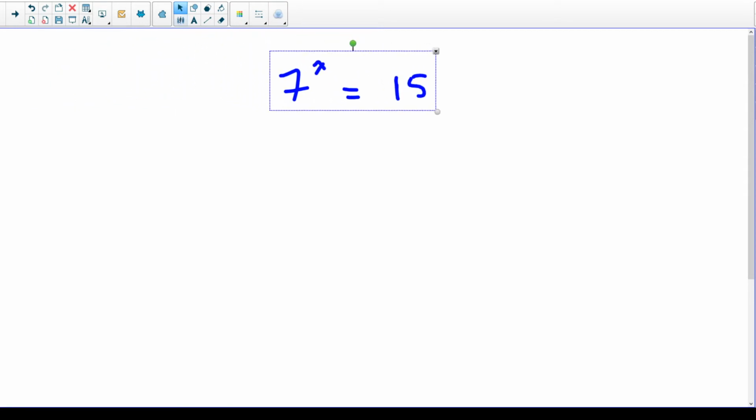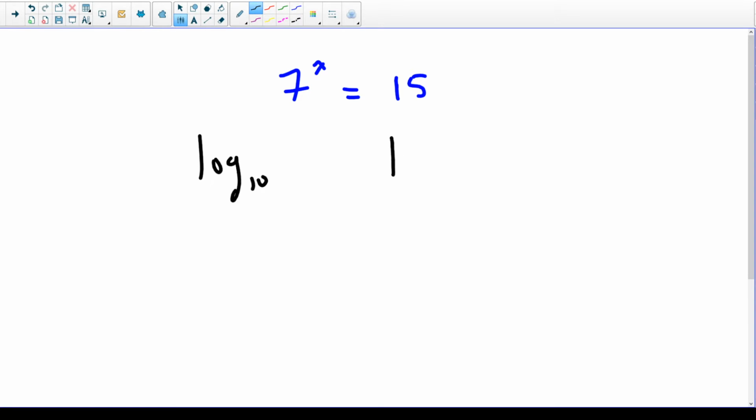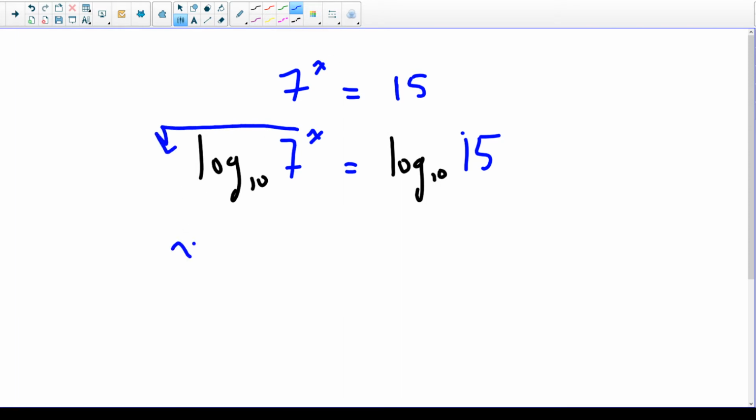So let's log base 10 both sides. All right. So I'm going to put a log base 10 on this side. I'm going to put a log base 10 on this side. Everything else stays the same. All right. And what that does is allows me to bring that x down in front. And remember, that's what we're trying to solve for. Actually, I'll go to another color here.